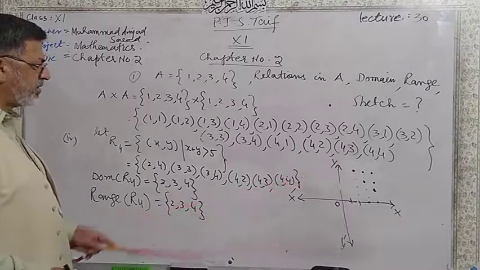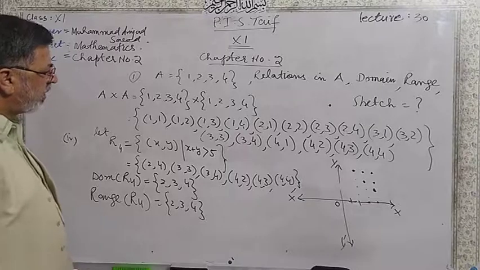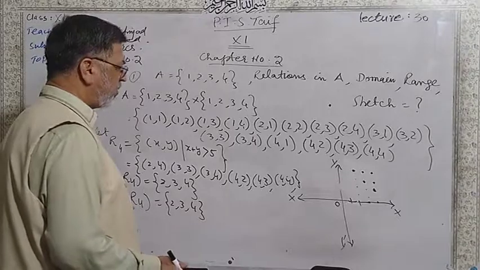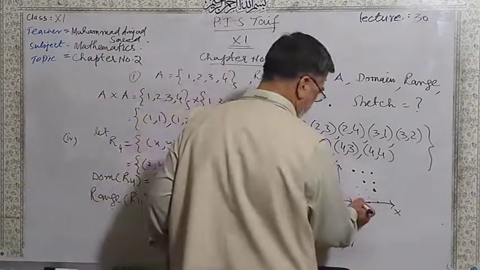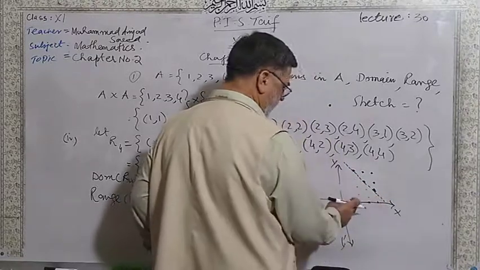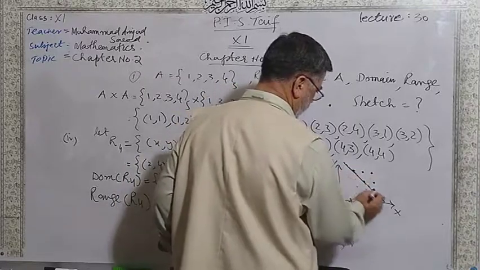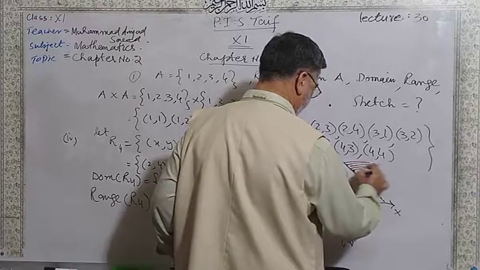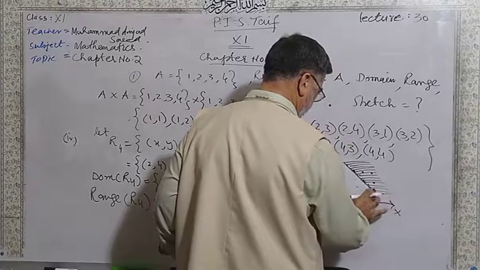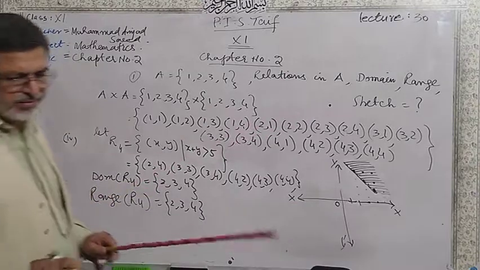So this is the sketch. Here we have x plus y greater than 5. Actually, this is 2 and 4. So this is greater than 5. So in this way you can have the graph.